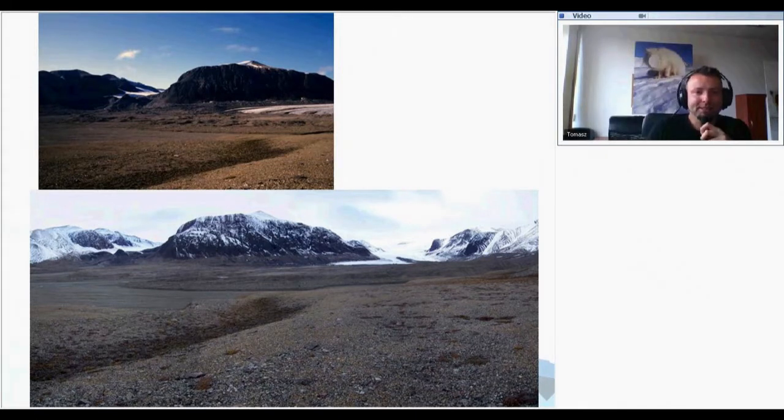When it was at that point, the mass balance was more positive than recently. So the glaciologists could get to the glacier. It was closer to get there. But now they have to go further. If they go further to the glacier, geomorphologists can map the landforms in front of it.